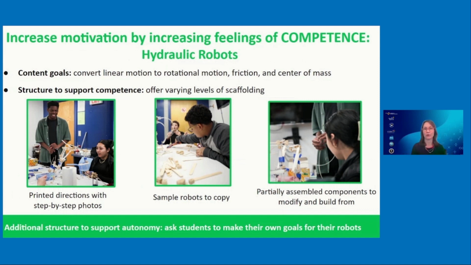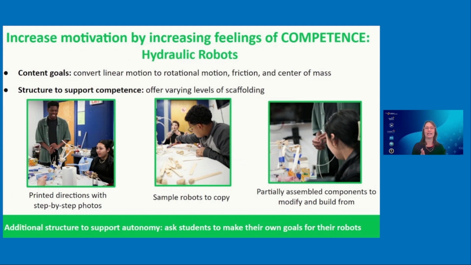The structure to support competence here was offering varying levels of scaffolding. For example, we provided handouts that had written words in multiple languages and photographs to show step-by-step how to build one of these robots. We complemented this with some sample physically made robots of different shapes and sizes that students could directly copy. Some students used the directions in conjunction with the sample robots. Some students didn't want anything with words on it and just preferred the challenge of looking directly at something physical and trying to copy it.